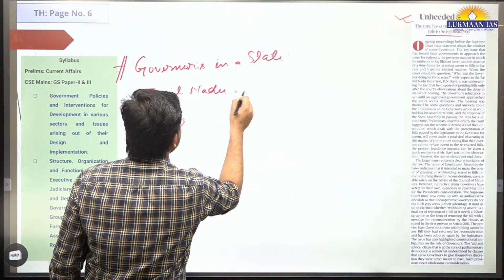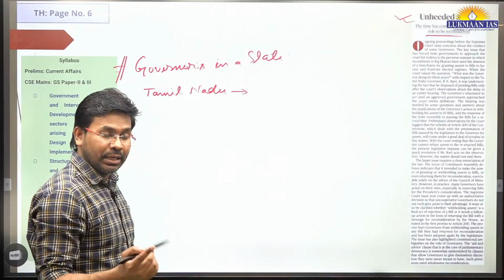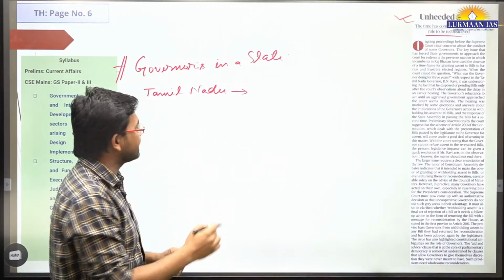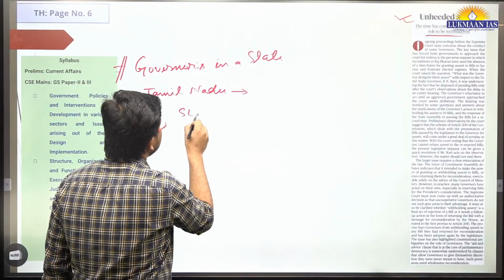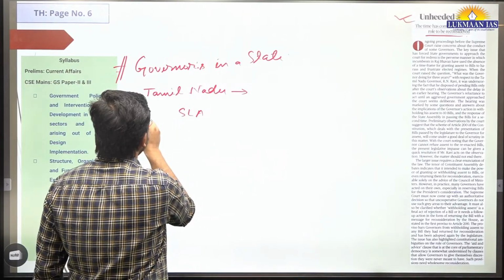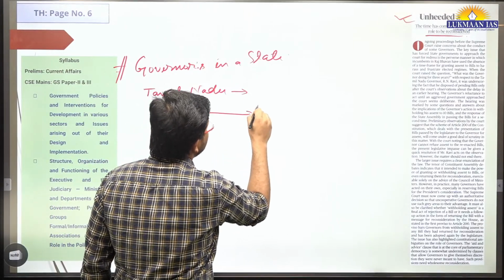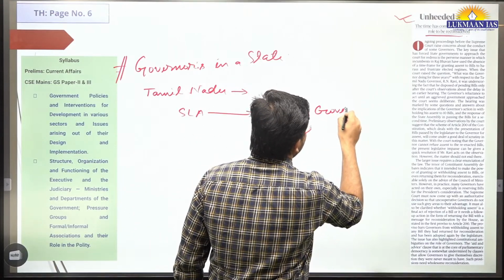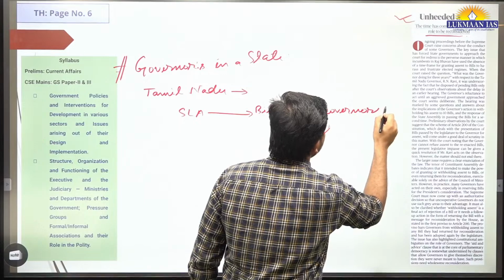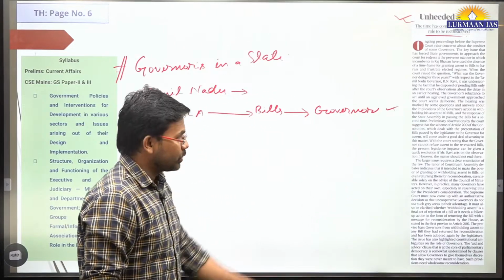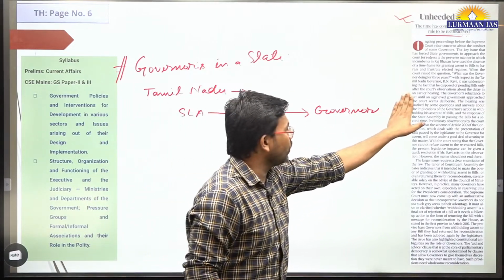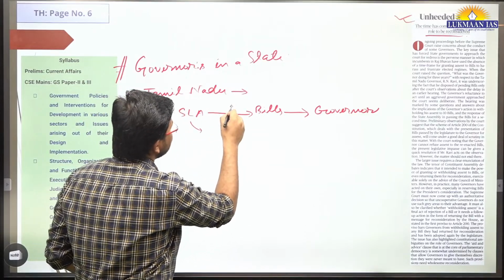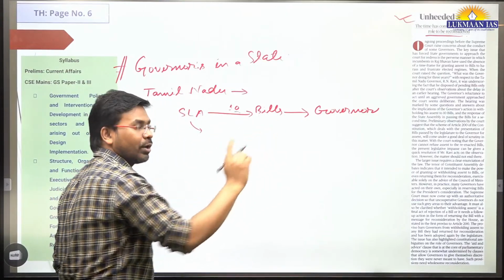What has happened is that many bills were passed by the Tamil Nadu state legislative assembly. These bills were sent to the governor for assent, but the governor has not given his assent. He has sent back those bills. The Tamil Nadu State Legislative Assembly has passed 10 such bills, but none of the bills has got the governor's assent.